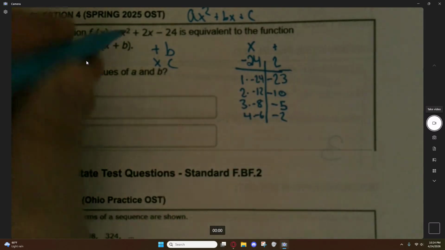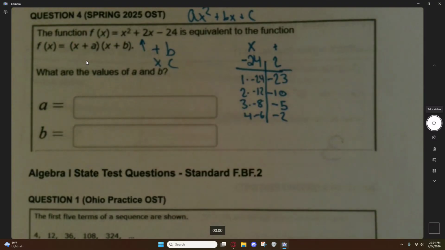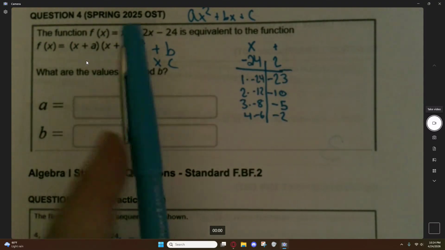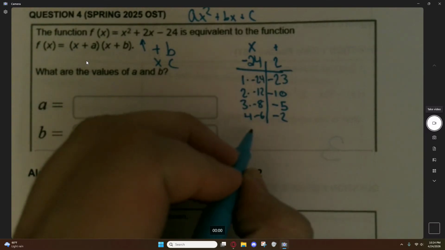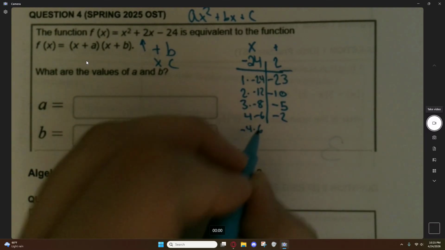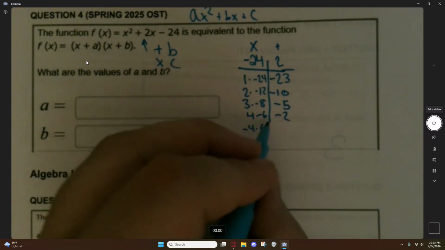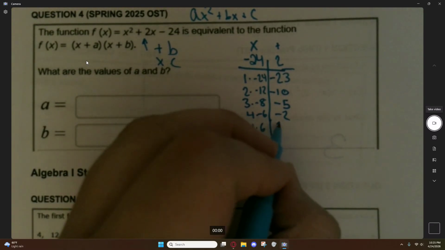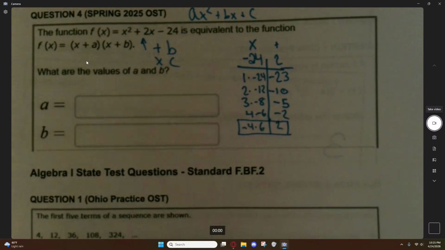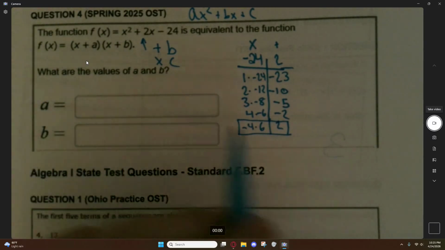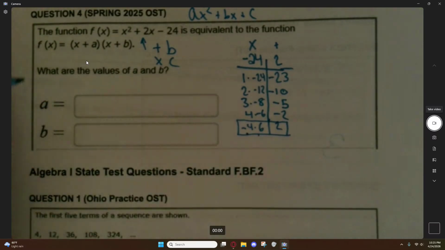Well, hold on, that's close. It's just this is positive 2. So what if we did negative 4 times 6? Negative 4 times 6 is still negative 24, but negative 4 plus 6 is positive 2. Ding, ding, ding. You found a winner. Okay? So this would be negative 4 and 6.